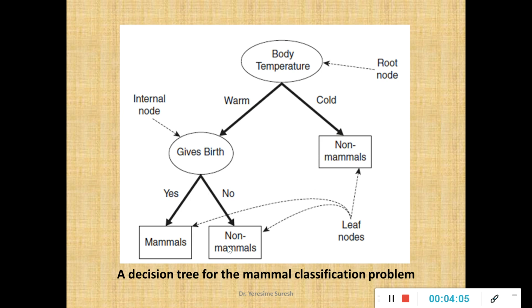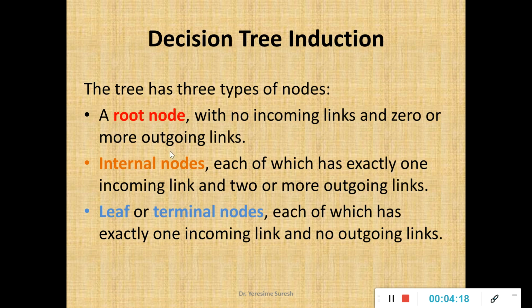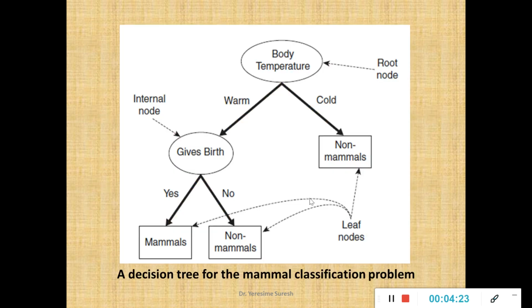And at the end I have non-mammal as the leaf node, wherein the in degree is 1, but the out degree is 0, that means no edges are flowing out of this node, so it's a leaf node. So basically the definitions of root, internal node and terminal nodes are depicted using this decision tree for the mammal classification problem. If you know the in degree and out degree of a node, then you can easily classify a root node, internal node and leaf node. 0 in degree, 0 or more out degree, it is a root node.